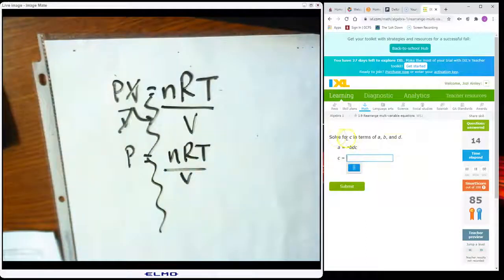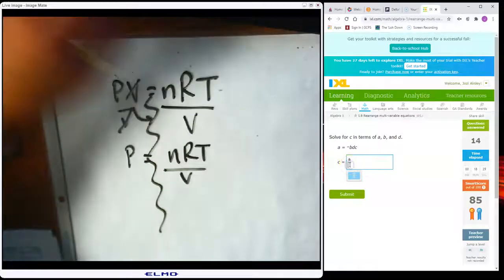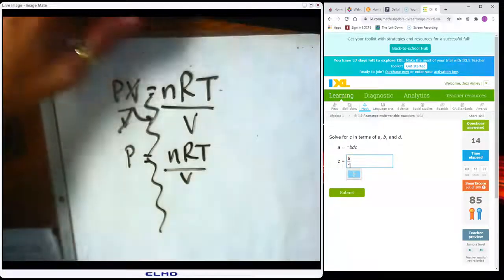All right, I'm looking for C. So here's C. What's bothering it? Negative BD. Now, what's the operation between negative BD and C? It's multiplication. So don't say it's a subtraction because, again, these are all letters together, which means negative B times D times C. So multiplication. So to undo it, I'm going to divide. So I'm going to do negative BD, divide by negative BD, right? So it's going to be little a divided by negative BD.